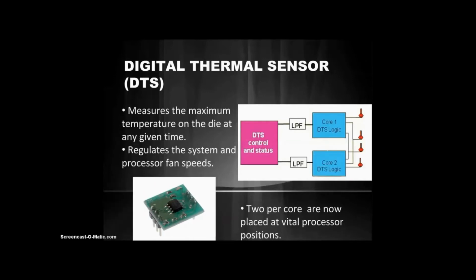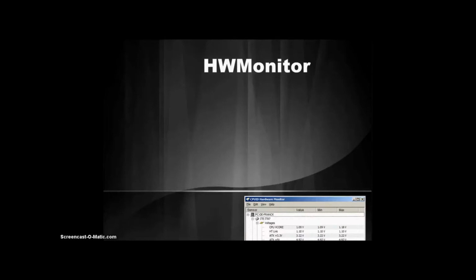Two DTS per core are now placed at vital processor positions, closer to the hotspot, allowing for quick and accurate temperature readings. Depending on the processor temperature, the system can be accelerated or slowed down by the user or automatically. There is plenty of software which enables users to monitor and utilize embedded sensors. One such utility is HWMonitor.